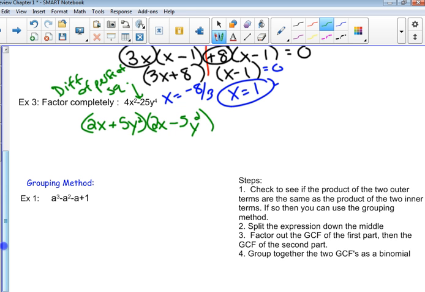And at the end, we want to look and see, can you do anything else here? I don't think so. That's it. They'd have to be perfect squares for you to do something more, and there'd have to be subtraction. So this would be it. That's everything.